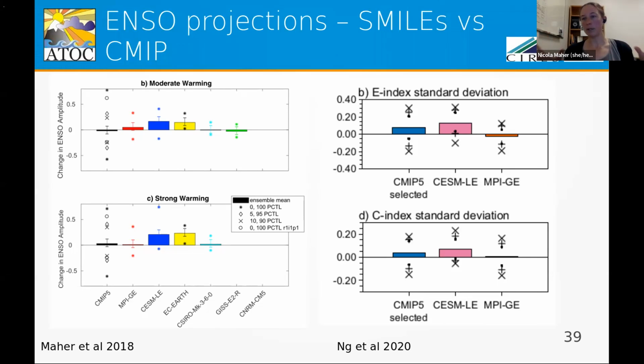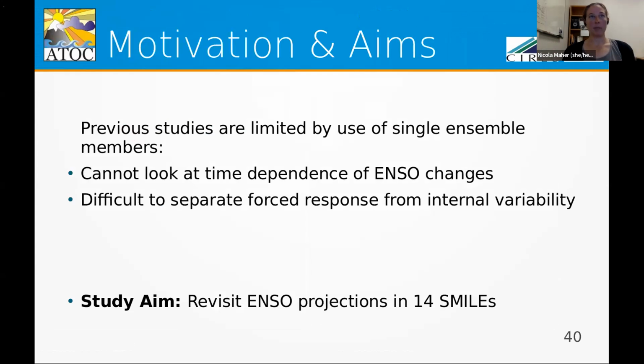But basically what both studies are showing is that a large part of the differences between CMIP models can be found by just using a large ensemble, because ENSO is so variable. If you look at a single model initial-condition large ensemble, you have this huge range, if you look at individual members, of what ENSO might do in the future. And so this gives us a premise to use large ensembles to look at ENSO changes.